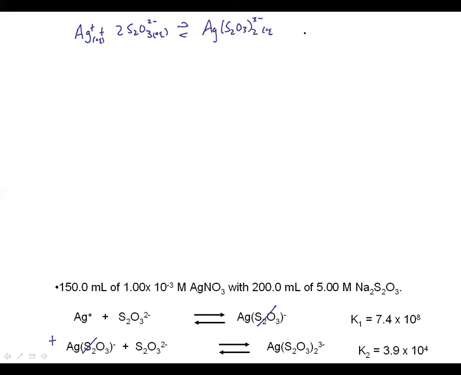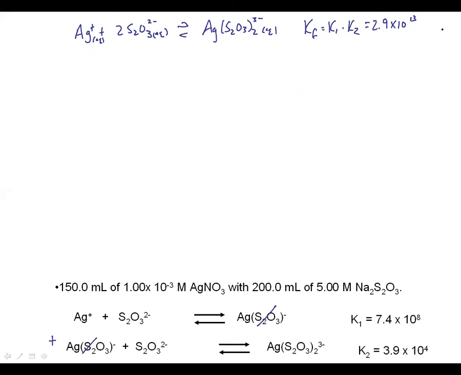And if we want the KF for this, we would take K1 times K2 because we added the reactions together. Just to save room, I'm not going to rewrite those numbers, but if you multiply them together, you would get something like this, which technically would be our KF of 2.9 times 10 to the 13. Any questions on those steps so far?